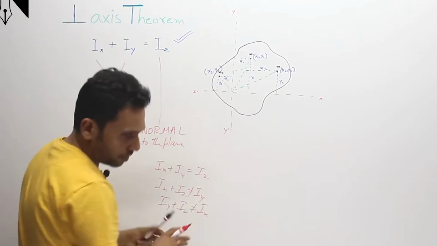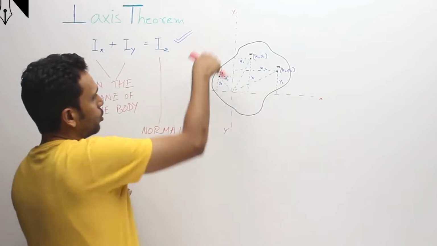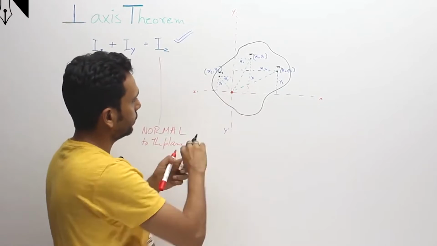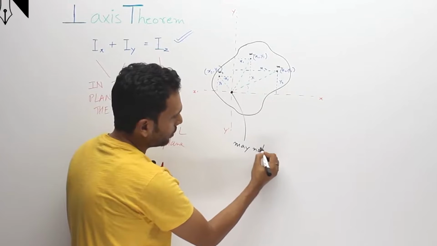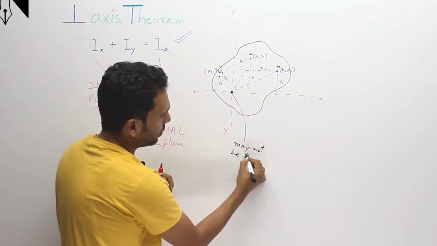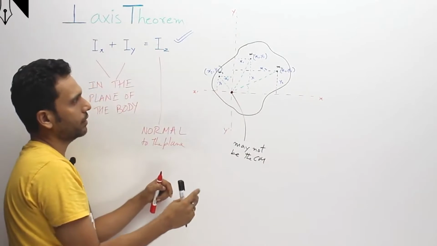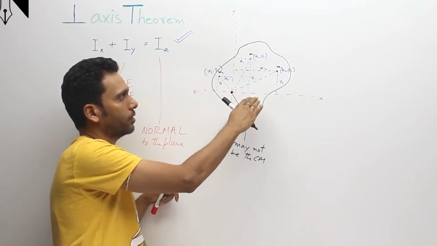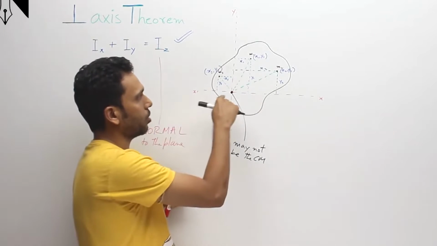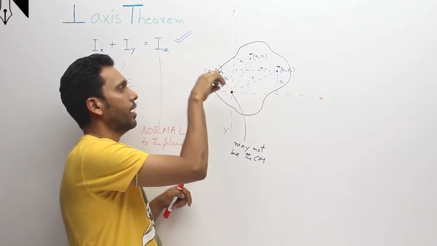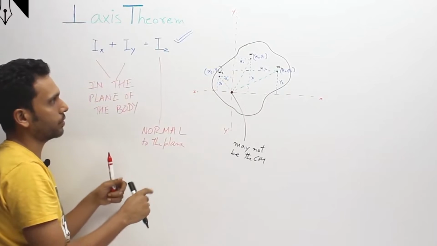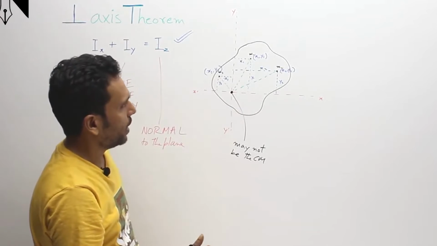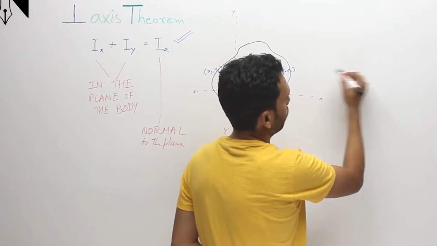Next salient feature is these two axes may not be going through the center of mass. This point need not be the center of mass. So while we were proving, it didn't matter whether this point is the center of mass or not. It is just that the two axes which are perpendicular to each other are crossing. The third axis Iz has to cross the same point where the two axes which are in the plane are crossing.